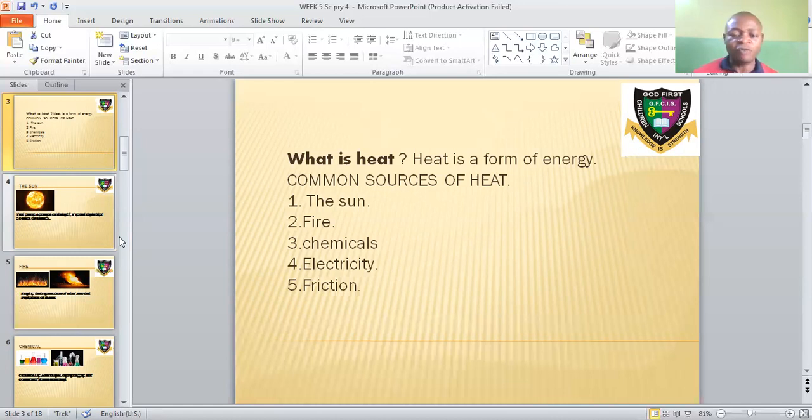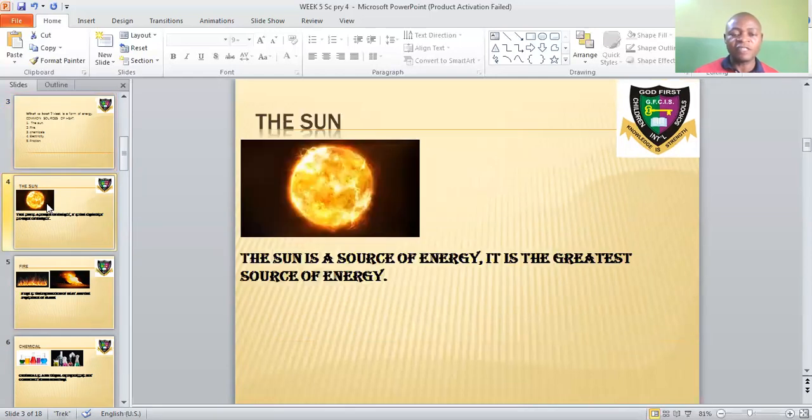Now, the first one that I explained is the sun. The sun is the greatest source of heat. That is, the greatest source of heat comes directly from the sun.